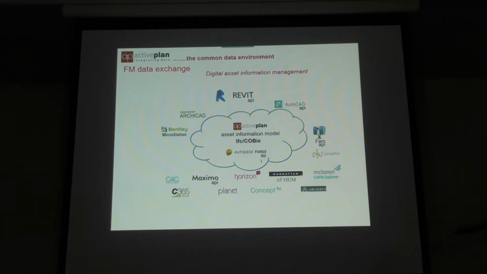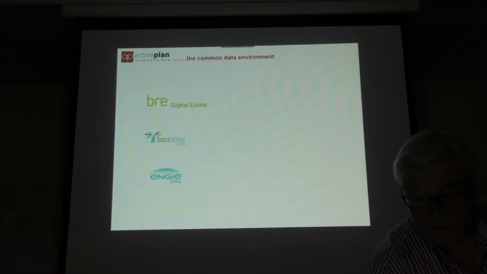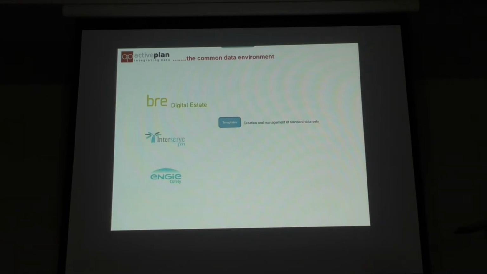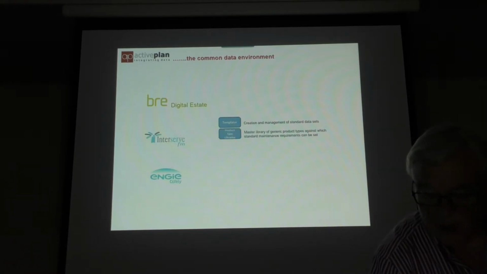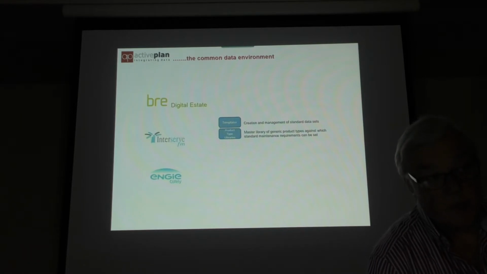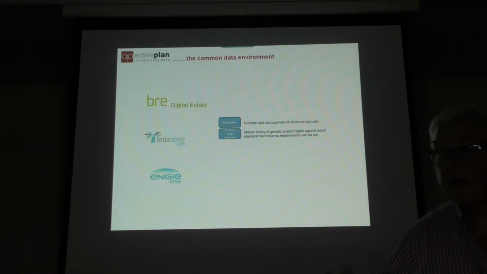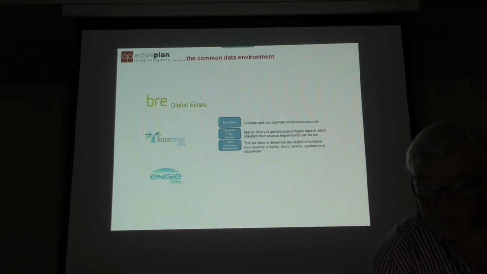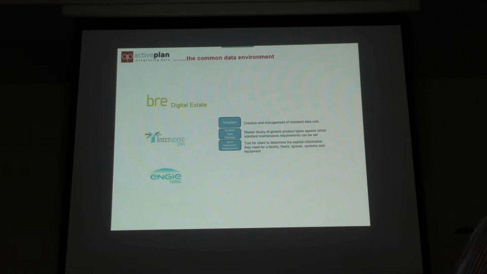So it means that information about a product can be held within a design system. As part of this exercise, what we've been doing is building a series of components which make that happen. We've got a template management system, which I'll come on to in a moment. That can be used to create standard product type libraries, and that's what Interserve are now using to standardise the way in which they're managing their maintenance information.